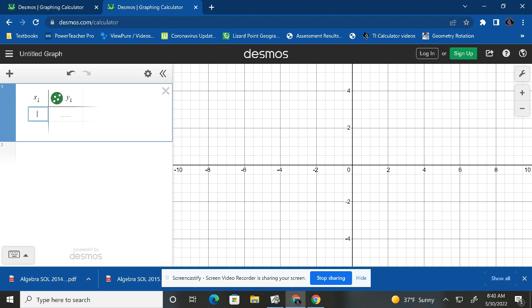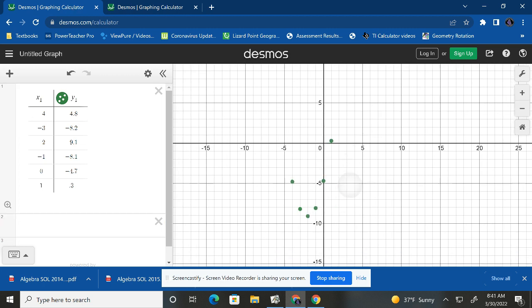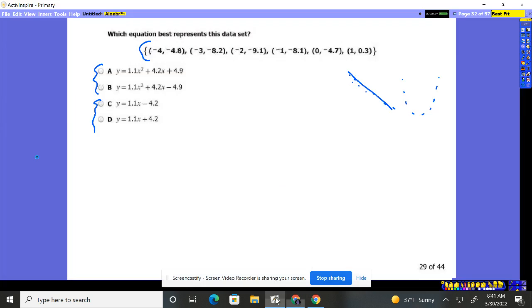Now, notice in the table it says x sub 1, y sub 1. We simply plot the points. I've already done that, and here's what it looks like. So I plotted them, and here they are. You might need to pinch your graph in or out in case you can't see the numbers, but here you and I can see that this is a quadratic, it's a parabola. So right away, I know it's going to be one of these answers.